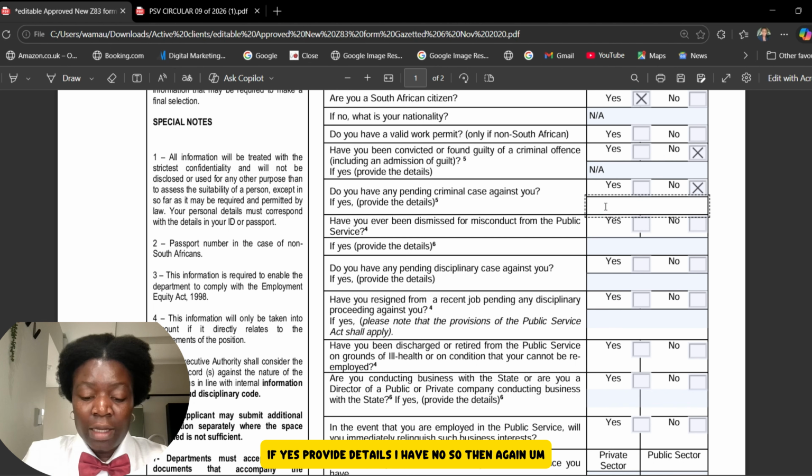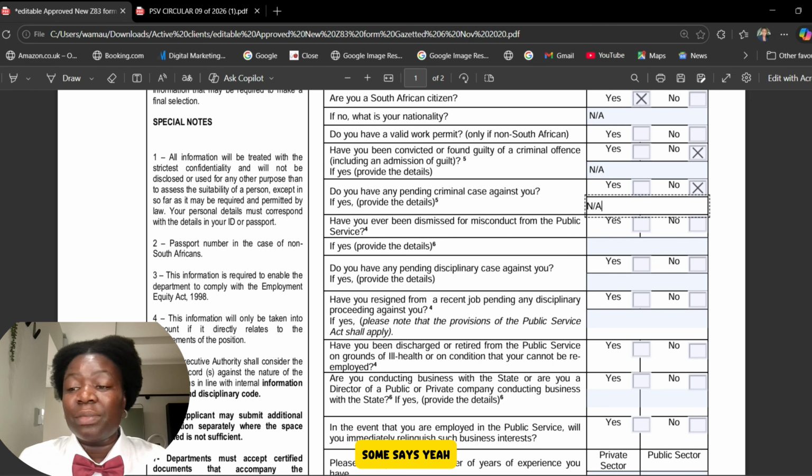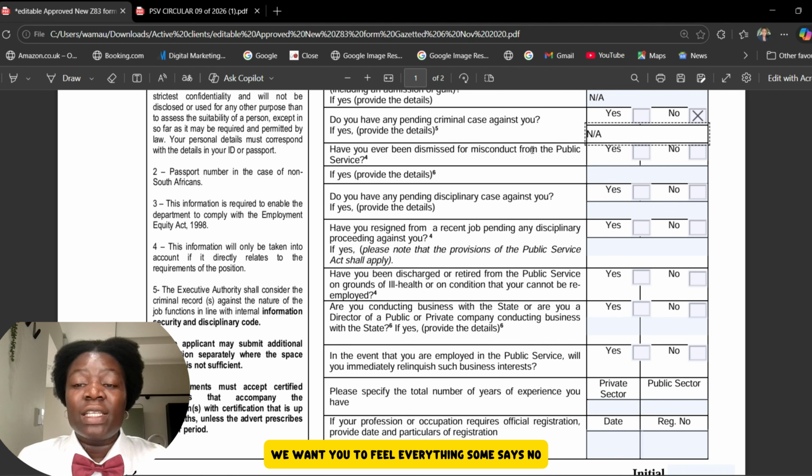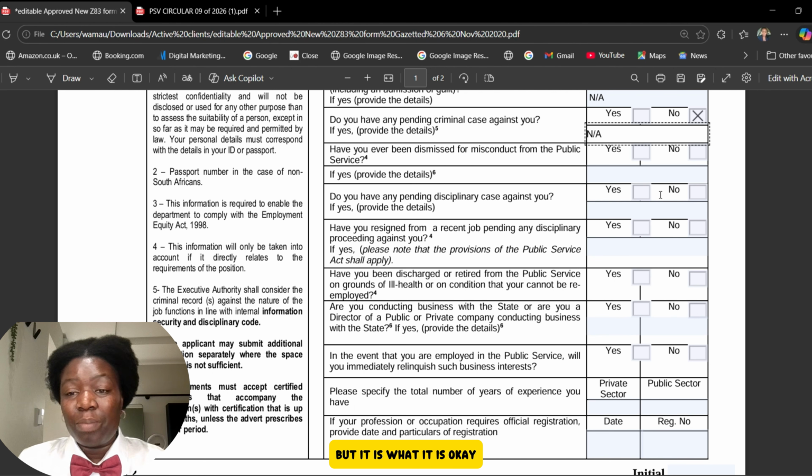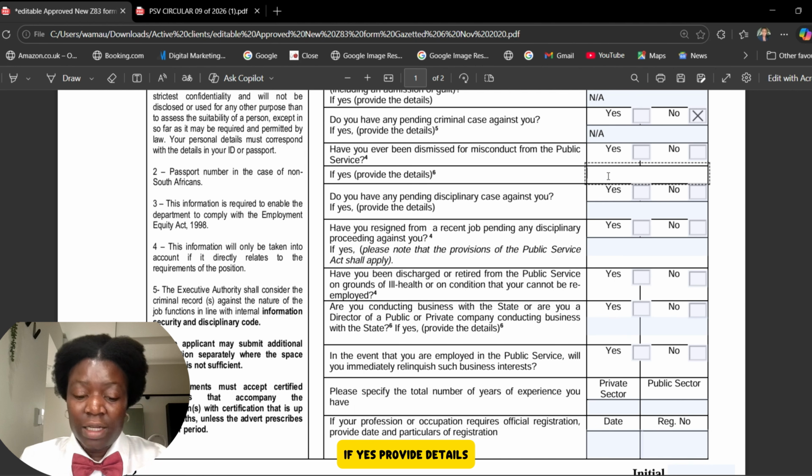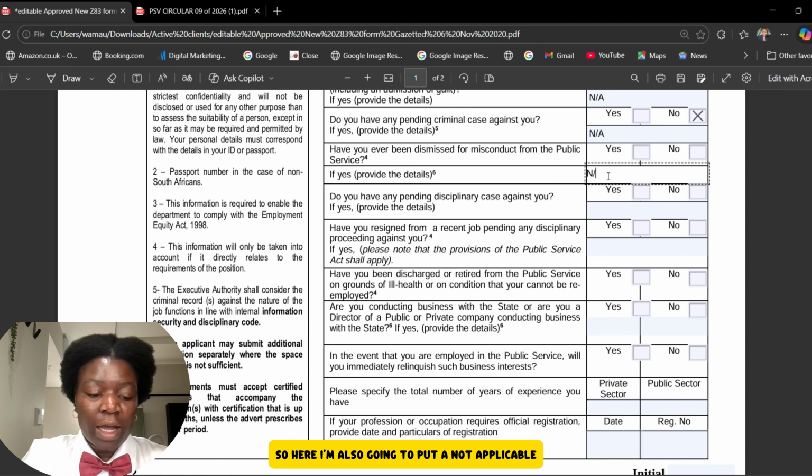So then again, this is what I'm learning from people that are recruiting. Some say, yeah, we want you to fill everything. Some say no. So if things don't apply to you, you're not really supposed to fill it, but it is what it is. Okay, if yes, provide details. So here I'm also going to put a not applicable.